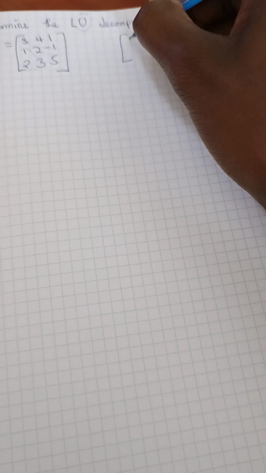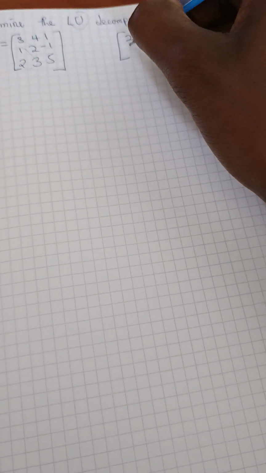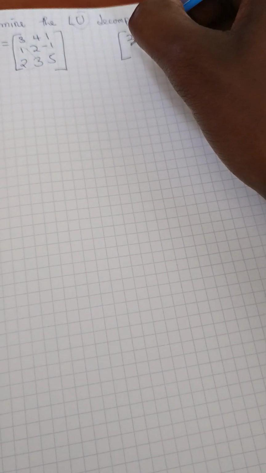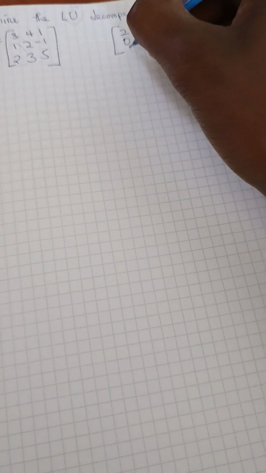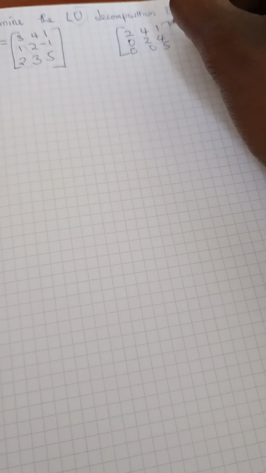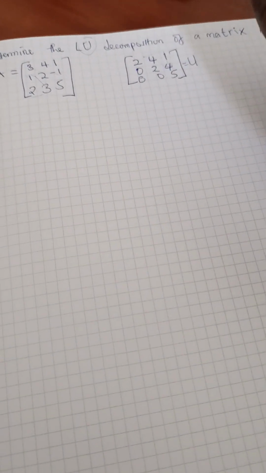If you have a matrix like 2, 4, 1, then 0, 2, 4, and then 0, 0, 5. This is called an upper triangular matrix because we have a triangle in the upper side that has non-zero elements.